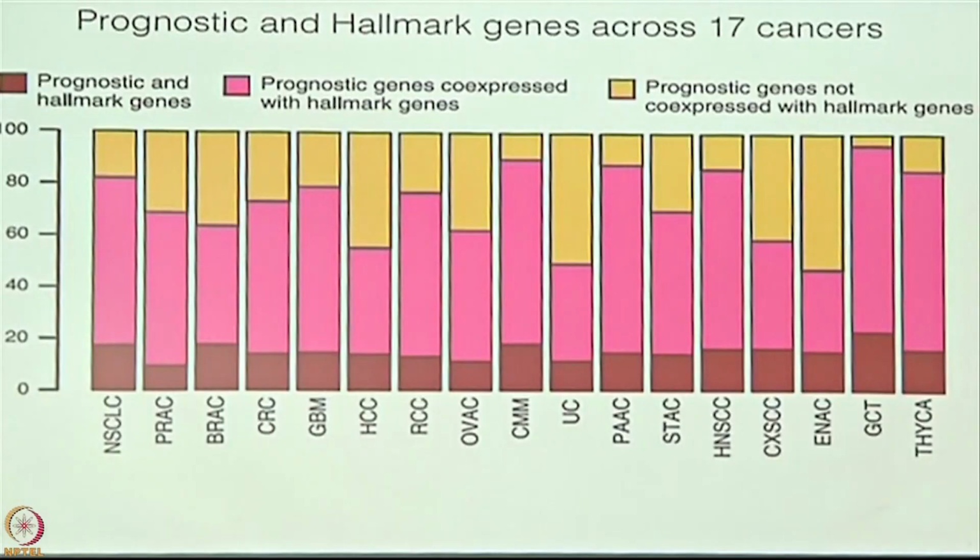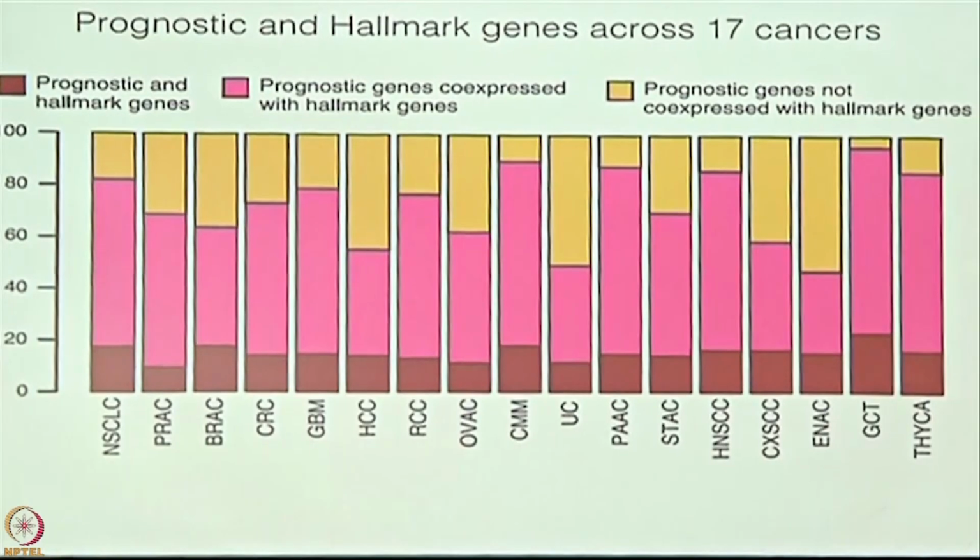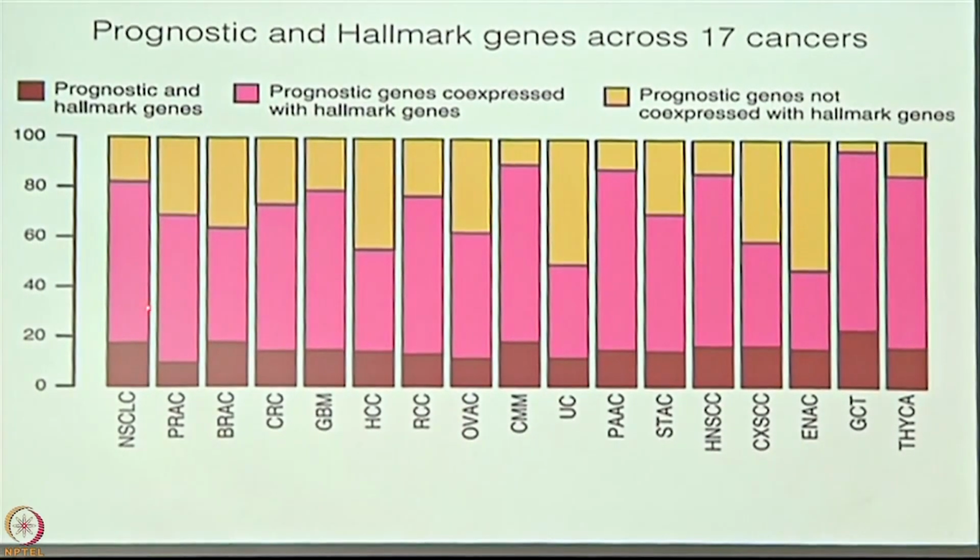A slightly different way of putting this. These are the prognostic and hallmark genes. We agree. These are the prognostic genes which are co-expressed with the hallmark genes. And these are the different prognostic genes which we found in our study, which the hallmark papers have not mentioned.